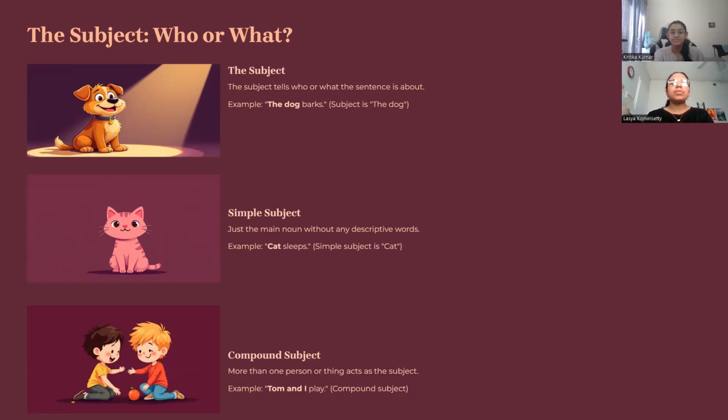And then we have the simple subject. This is just the main noun without any descriptive words. For example, the cat sleeps. The simple subject here is the cat. And then we have compound subjects on the other hand. They are more than one person or thing acting as the subject. So it's not like in the examples before, the dog barks, the cat sleeps, where it's just one thing, right? But in a compound subject, we have Tom and I play. This is a compound subject because we're describing two subjects together, right? Tom and I, we both play.